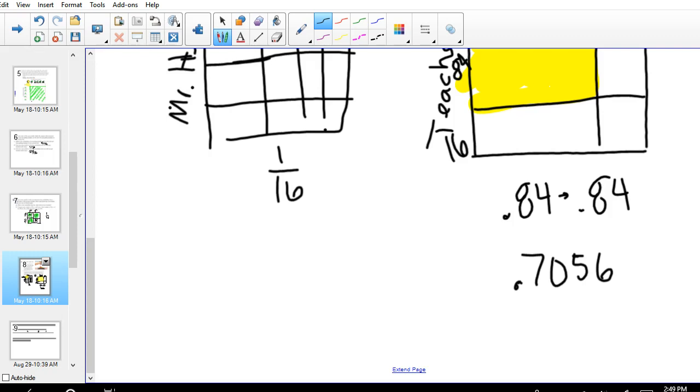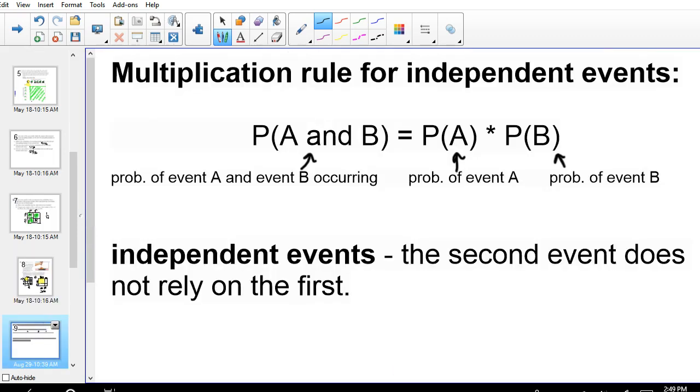Okay, so let's make some generalizations about this because we don't want to have to draw the area model for everything we do. The general rule for multiplication for independent events is if you want to know the probability of A and B occurring, assuming they are independent events, you just multiply the probability of A times the probability of B. In independent events, the second event does not rely on the first.